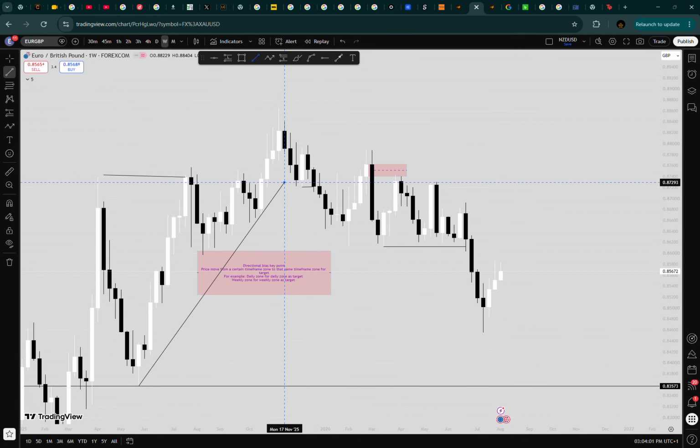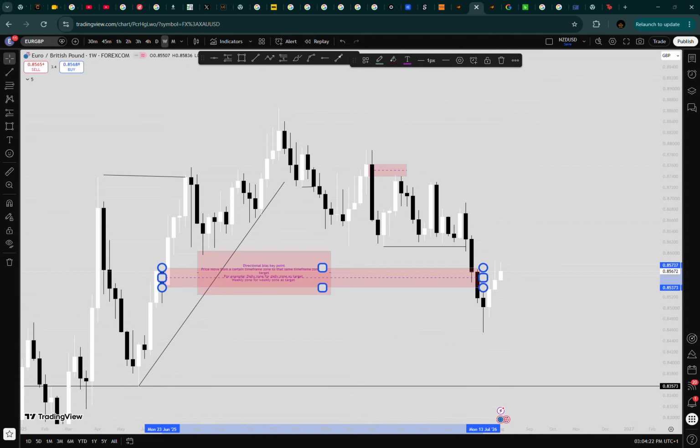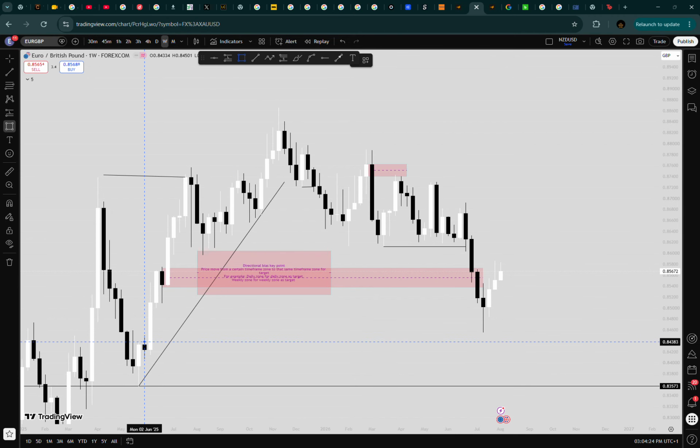So price will not react from here because the target has not been met. We're expecting price to react from here, but eventually price will not react from here. So what do you have to do? You have to move to the next phase, which is this one. You'll be expecting price to react from here as well, from this zone.